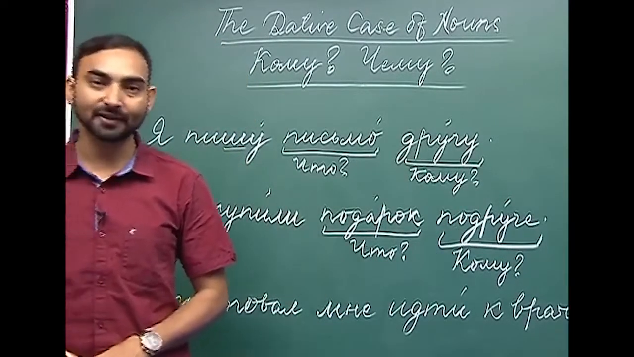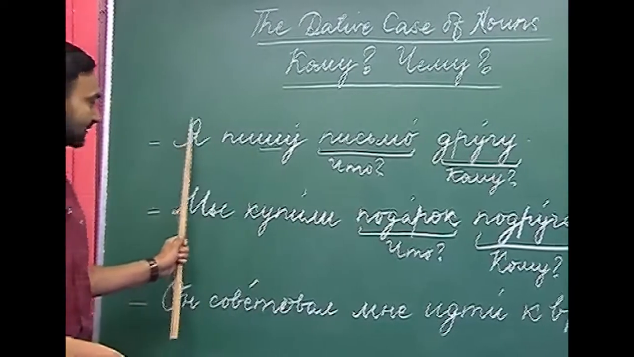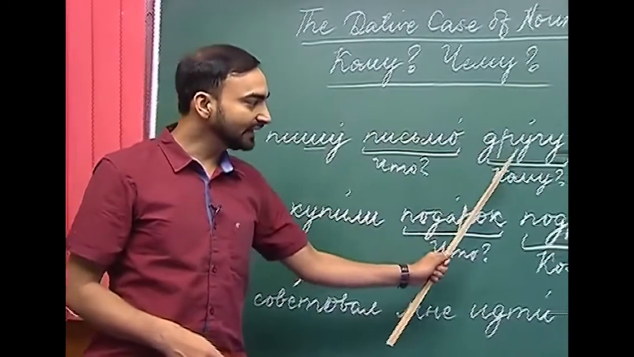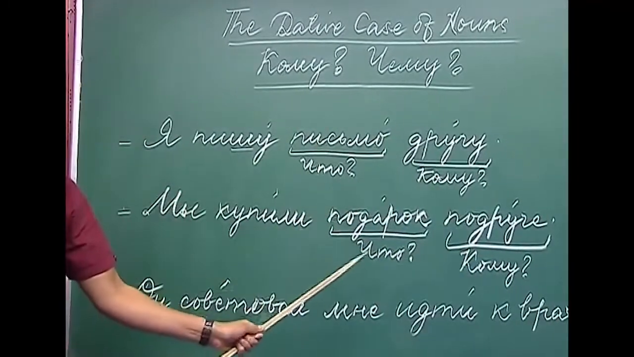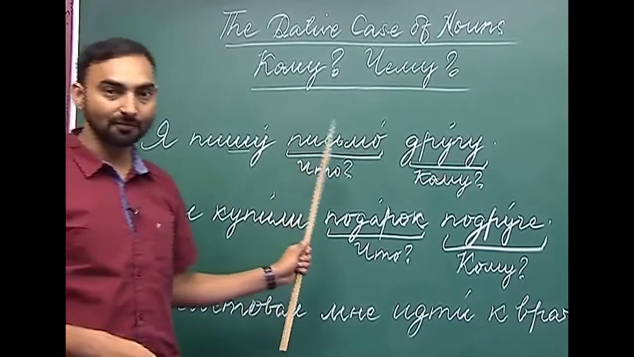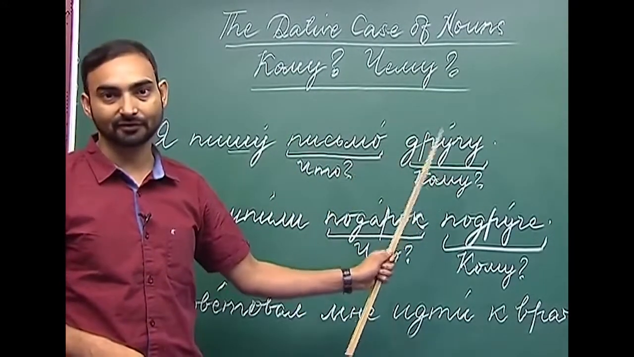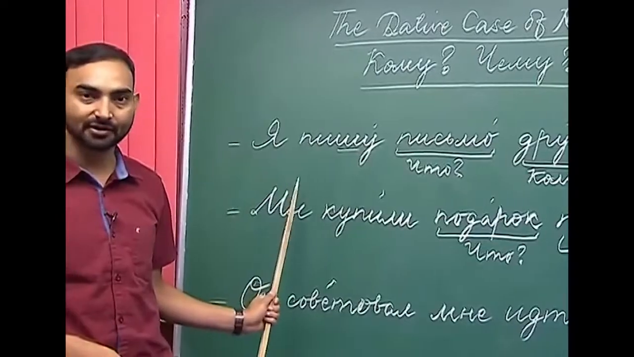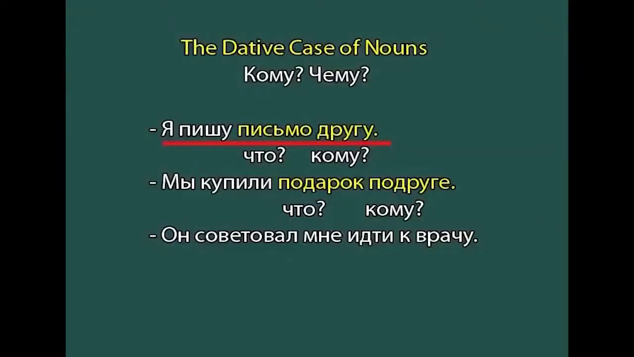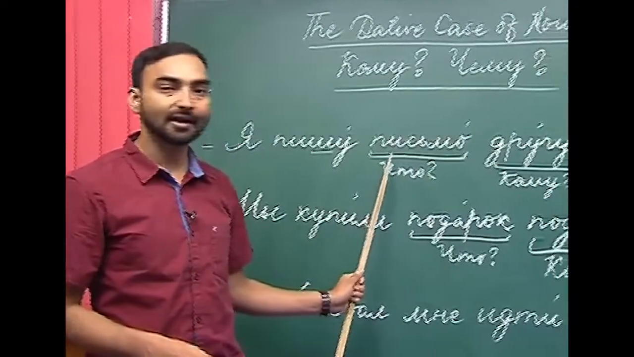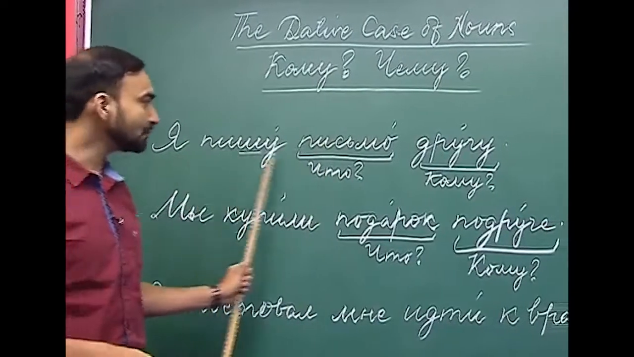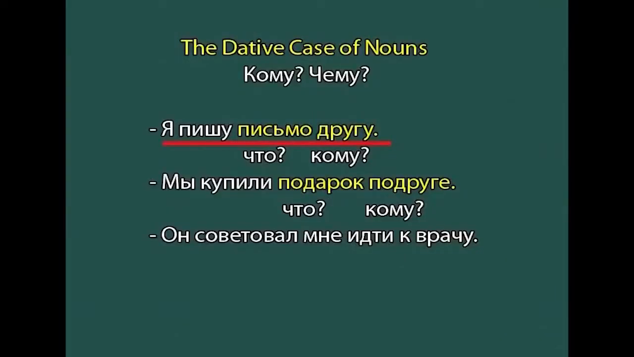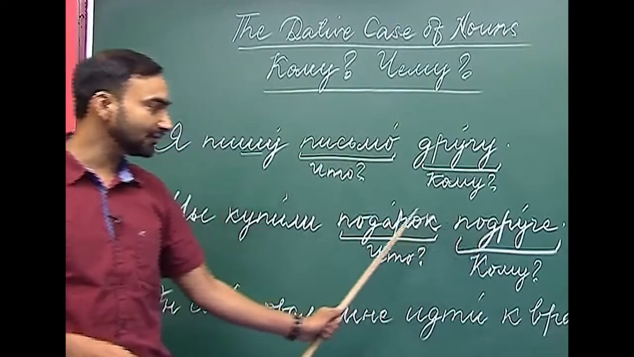Why are they called indirect objects? Because the subject in both these sentences, ya and mi, is related to these nouns through the direct objects. So, if there is no direct object, there will be no indirect objects. That is why they are called indirect objects. They are indirectly related to the subject here. They are also defined as the recipient of the direct objects. For example, ya pishu pismo. So, drug is the recipient of pismo. The same way padruga is the recipient of padarak.